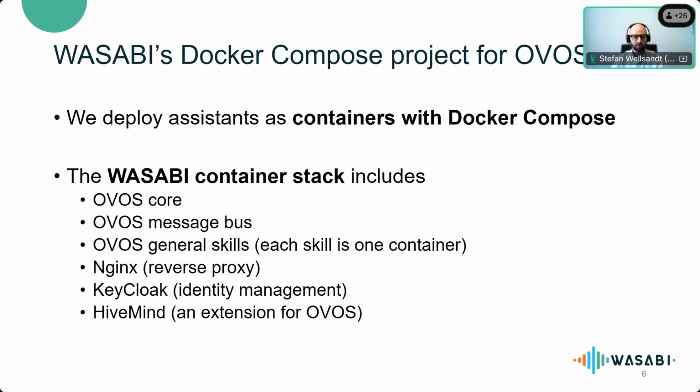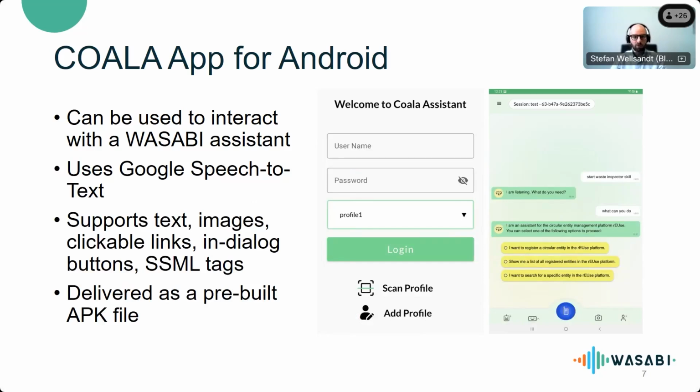And then the last part I want to show is the so-called Koala app for Android. This is also an open source project that we took over, or forked. It started as a Mycroft app, and now it becomes much more centered around OVOS, and also around the functions that you would need for having such an assistant and interacting with it in the manufacturing world. That means, for instance, that you can register users and limit the access to the solution in some way. Your assistant can answer with rich media involving text, images, clickable links, and in-dialogue buttons, so you can have quick navigation during a conversation.